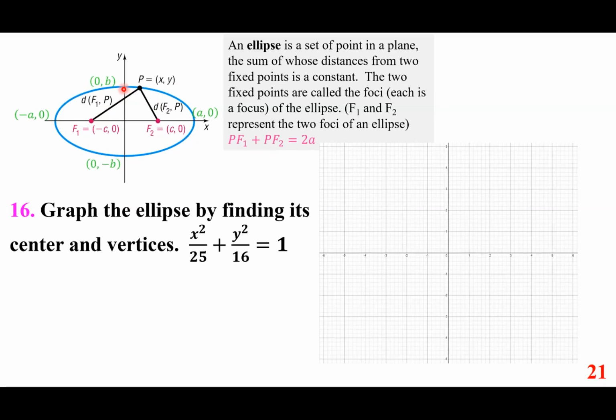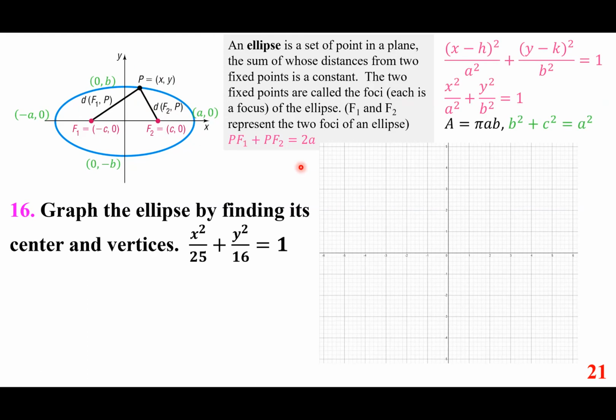If you pick the point to be here, you see that these two are identical by symmetry, and it adds up to be 2a. If you pick this point, this distance, and then this distance, they add up to 2a.